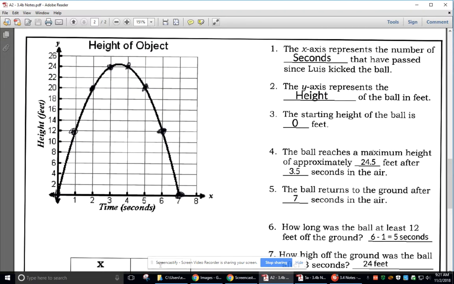I did it again. I skipped everything. The starting height of the ball is 0. The ball reaches a maximum height. I wrote 24.5. You can see it goes by 2s, and so it's not quite at 25 in my opinion. So that's why I wrote 24.5.